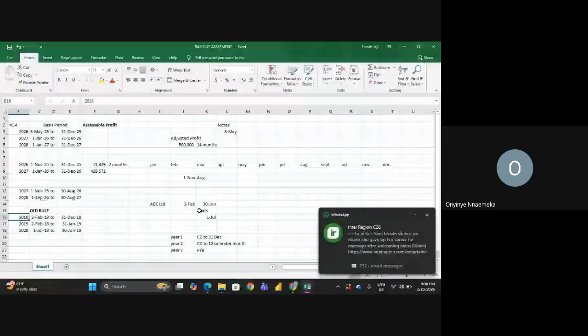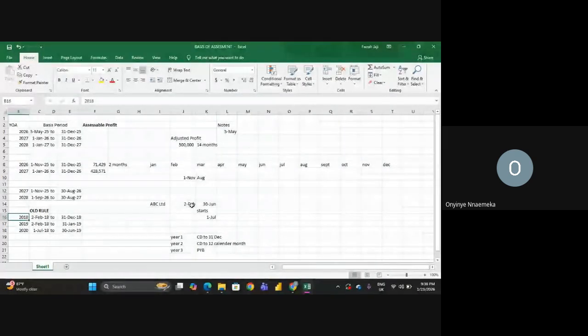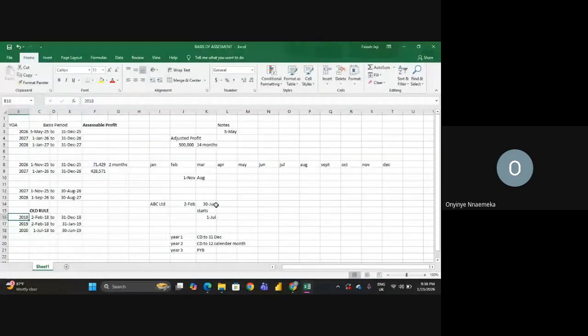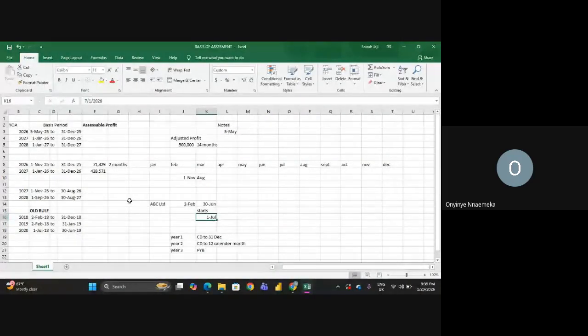So remember, our question says APC Limited started business on 2nd of February, and the accounting year ends on 30 June every year. From the 30 June, we can deduce that the accounting year began on 1st July. I showed you how to do that: count backwards until 12 months stops. But my own way of doing it is, if the accounting year ends in a particular month, the month after it is when it will start.